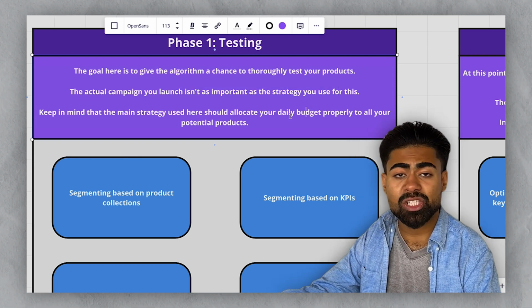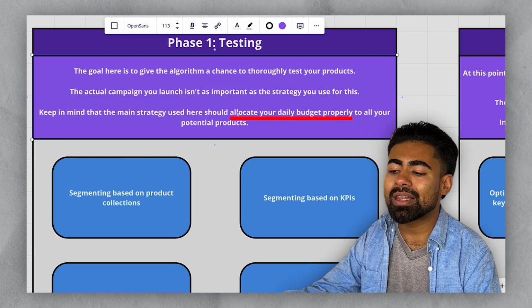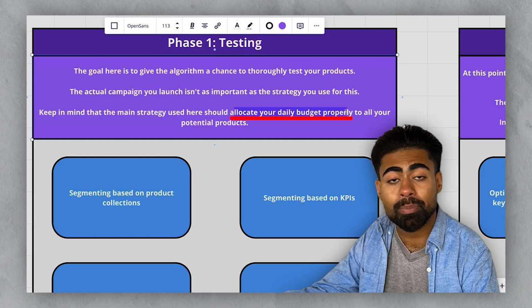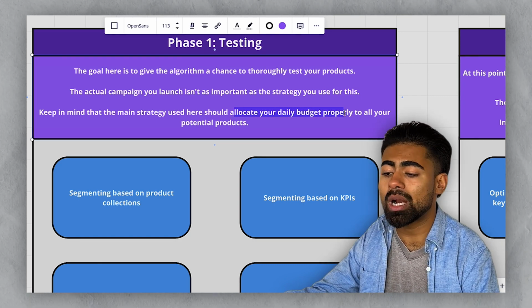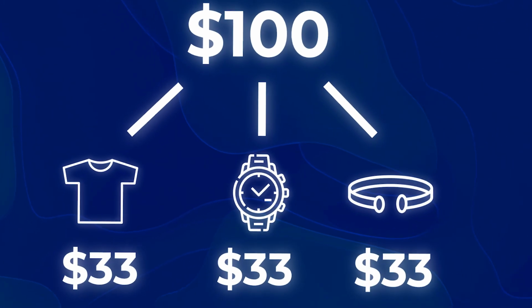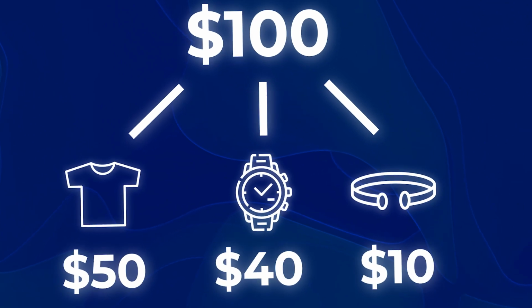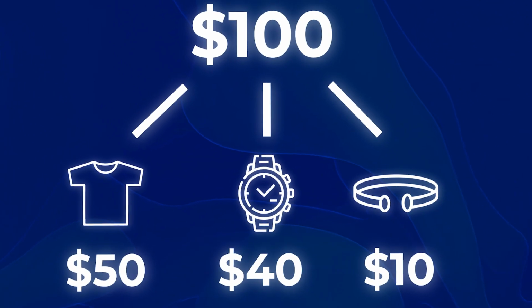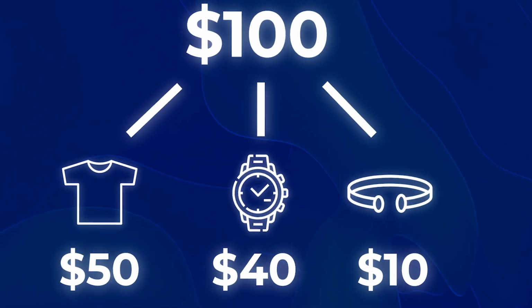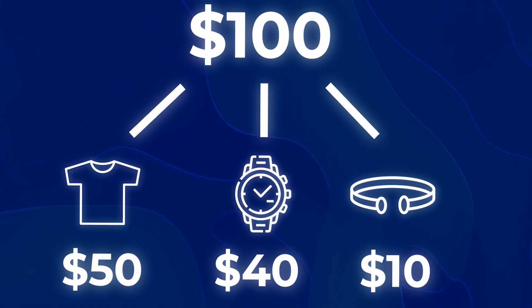The strategy used here needs to allocate your daily budget properly to all of your potential products. This means if you have a $100 a day budget, that budget needs to go towards all of your products equally. Because if one campaign is hoarding it, or if one to five products are hoarding it, then that's not an ideal product testing strategy to begin with.